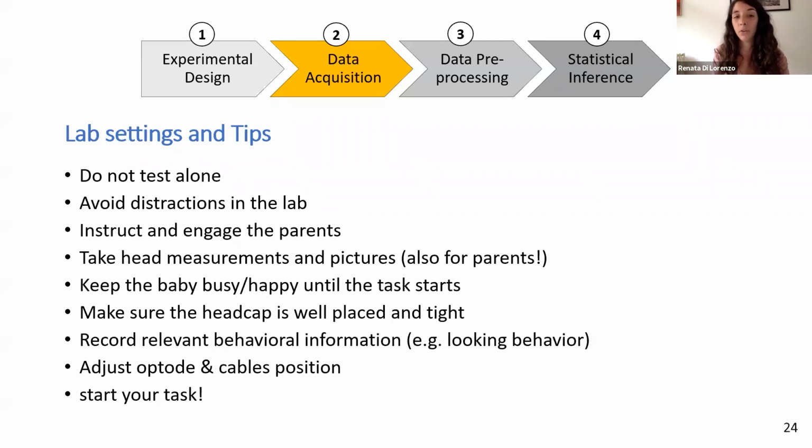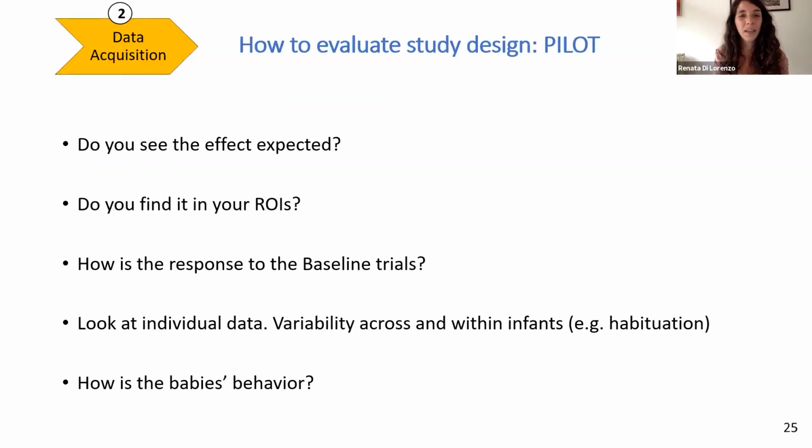Record relevant behavior information. So NIRS is not the only measure you might need. So you might also need to know whether the baby is looking at your stimulus or is looking somewhere else. So that's important information to take, and this depends entirely on your task. And then, well, start your task. So that's the last step, let's say.